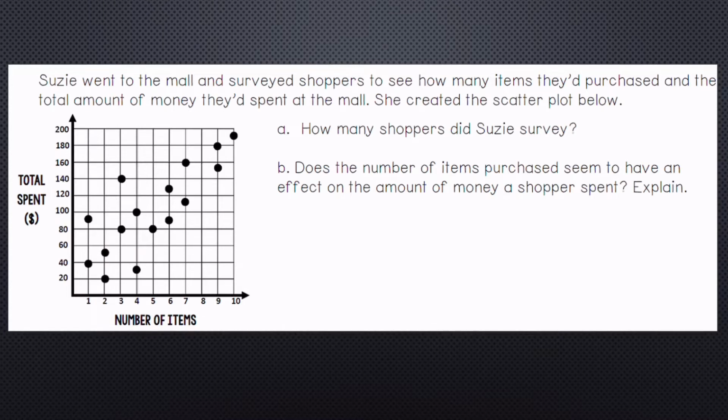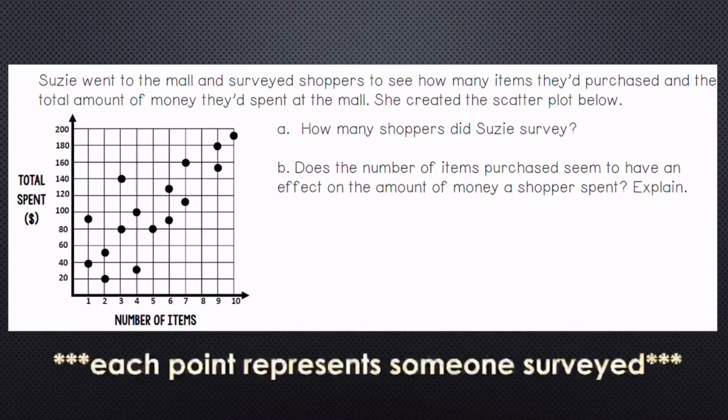So what we have to know is when we look at a scatter plot, each point represents someone that was asked the questions. So if we wanted to know how many people Susie surveyed, we would just count each point. So in this one, there were 16 people.